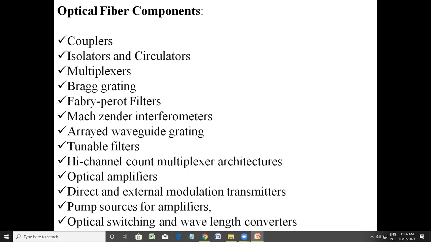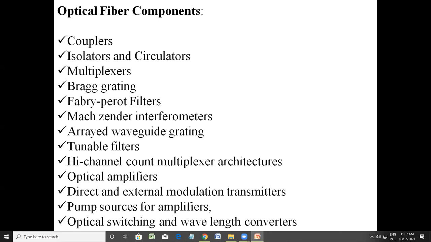And coming to the optical fiber components part, we discuss couplers, isolators and circulators, multiplexers, and Bragg gratings, Fabry Perot filters, Mach Zehnder interferometers, array waveguide gratings, tunable filters, high channel count multiplexer architectures, optical amplifiers, direct and external modulation transmitters, pump source amplifiers, and different types of optical components we discuss in the second unit. Right.